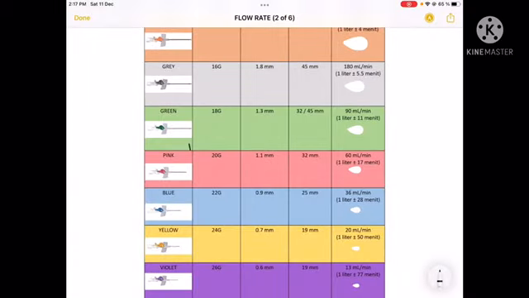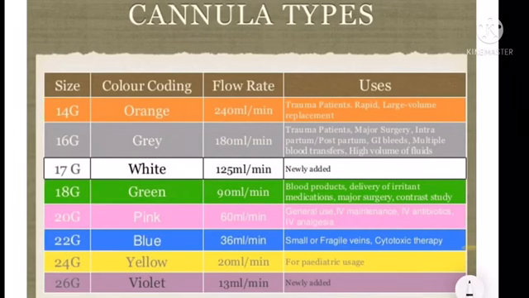So if you want to remember the sequence of the cannula by any mnemonic, then we can remember by "Oh great God, please bless your people." Okay, purple or violet. The next we are going to study the uses of the different types of cannulas. The orange one we studied, 14 gauge, 240 ml per minute. It's used in traumatic patients, rapid transfusion or large volume replacement.